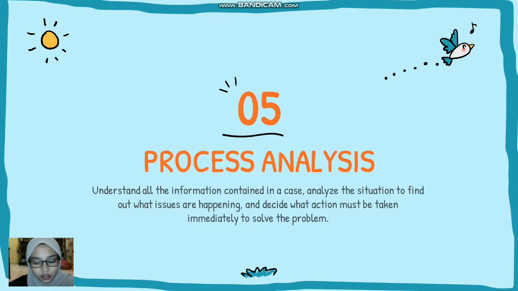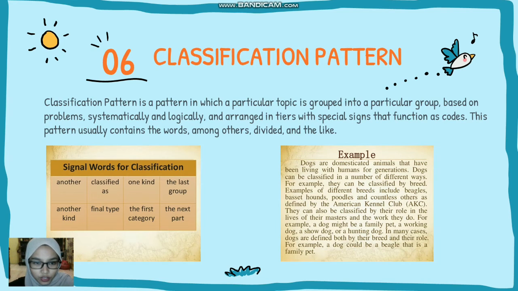And number 6 is classification pattern. Classification pattern is a pattern in which a particular topic is grouped into a particular group based on problems systematically and logically and arranged in tiers with special signs that function as codes. This pattern usually contains the words, among others, divide, and the like. And the other signal words for classification are another, classified as, one kind, the last group, another kind, final type, the first category, and the next part.